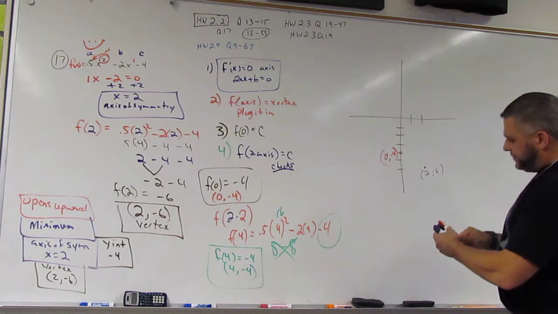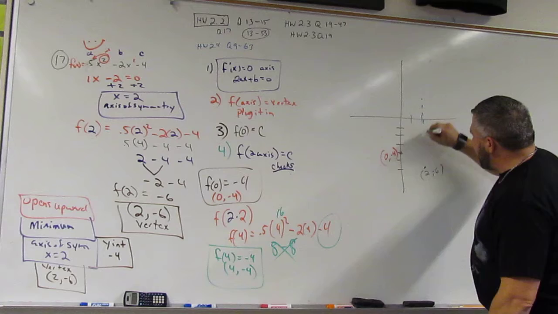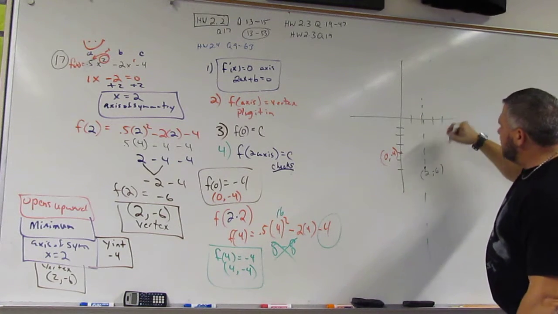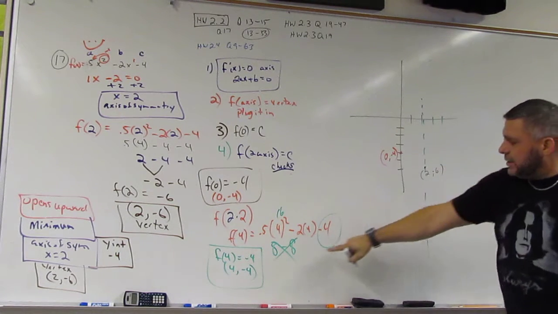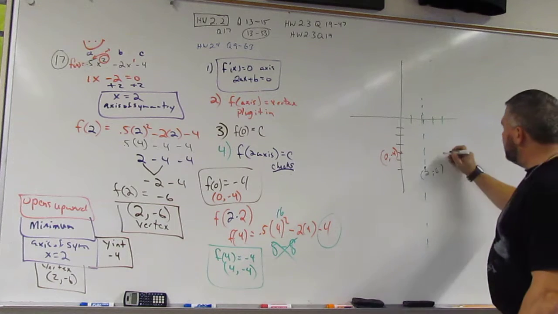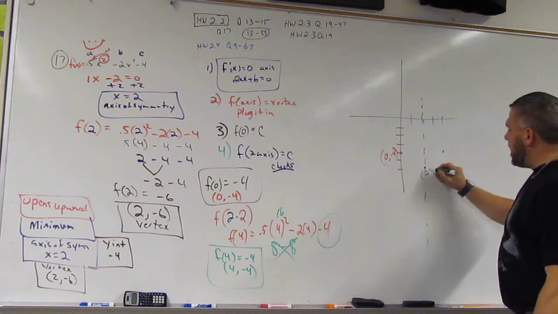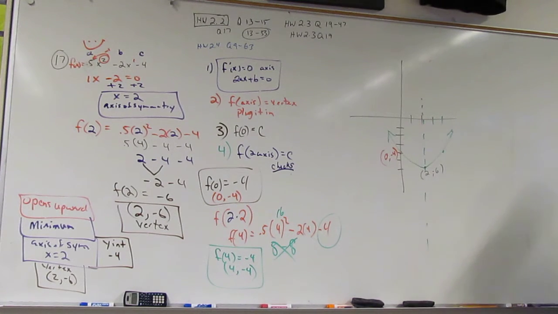And remember, this was our axis of symmetry. Halfway across, so at 4, it's going to be at negative 4. And that's my point of symmetry. So now when I graph this, I have a nice function. And we're going to be doing this a lot.